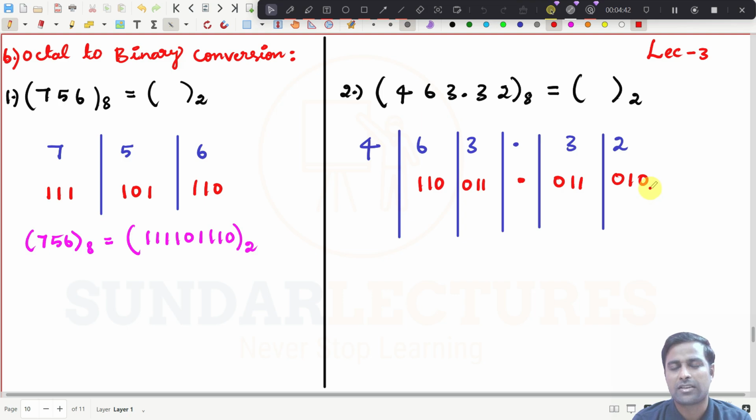It is a long process. By practice it will come. Don't worry, it will come to you. Then if it is 4, then it will be 1 1 0 0 1 0 0.